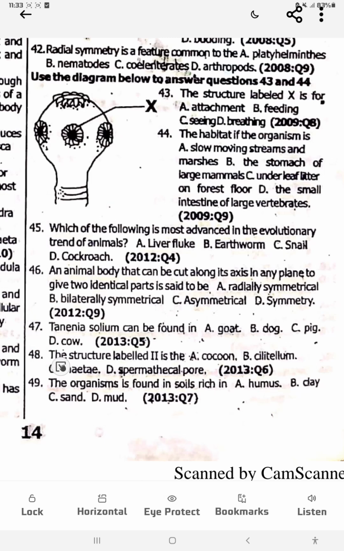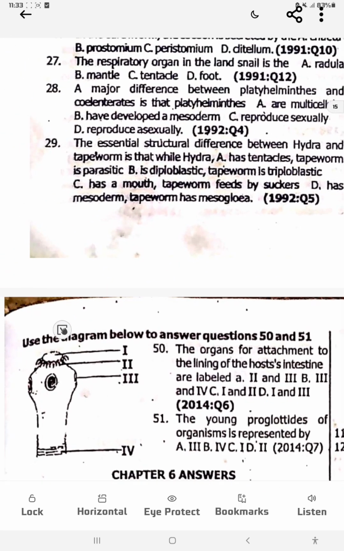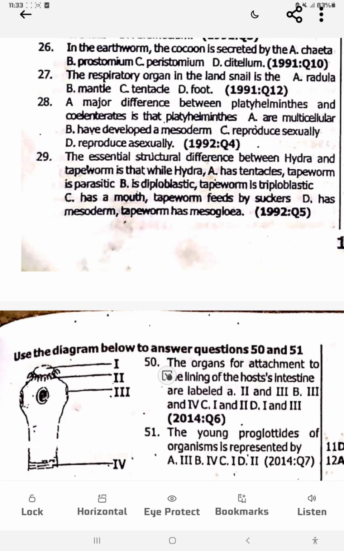The structure labeled II, the organism is found in, they don't give us the diagram for those. So this question ends here. Number 50. The organ for attachment to the lining of the host intestine is labeled III. Number 50 is option A. II and III, these two parts can attach. Number 51. The young proglottid of the organism is represented by IV. This part is where it grows, then cuts off. That's where the young proglottid will be found.